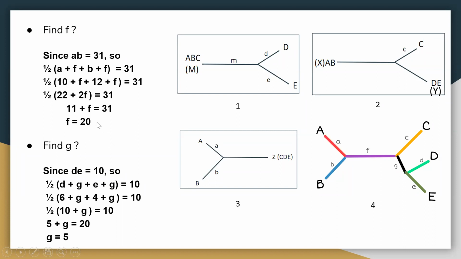F equals 20. And then we will proceed to find the last value, G. DE equals 10 from the previous slide also. DE is actually equal to D plus G plus E plus G equals 10. So D is equal to 6, E equals 4. And simply putting everything in, we get G is equal to 5.